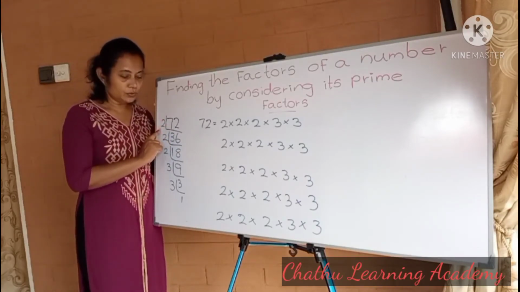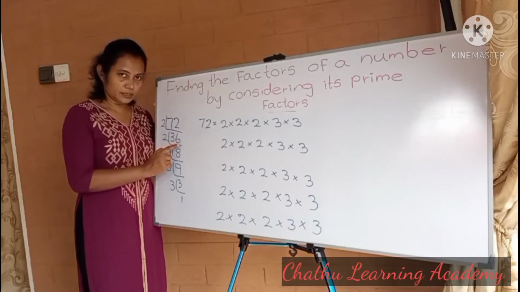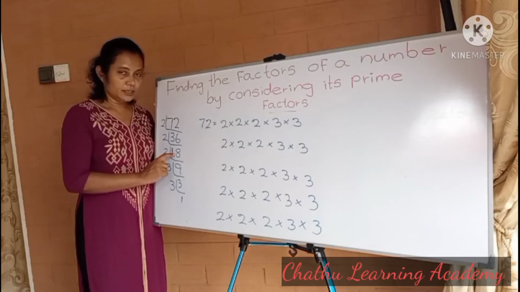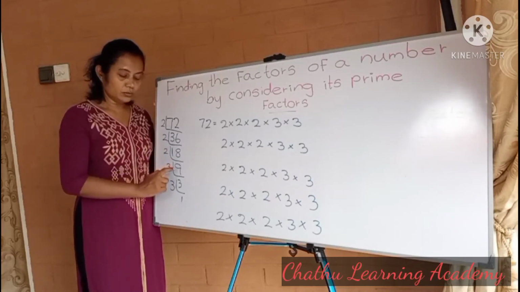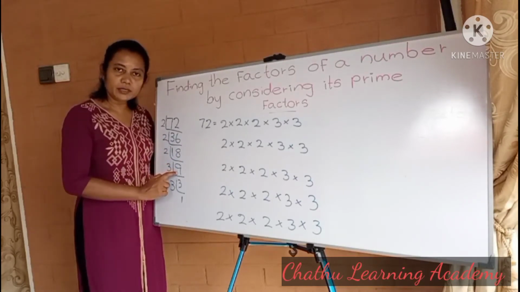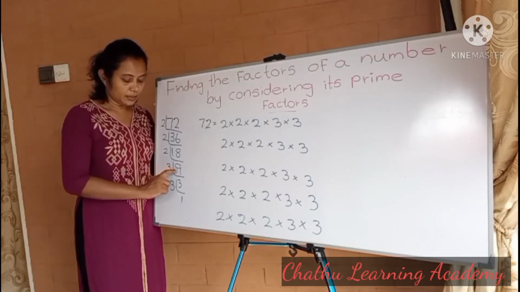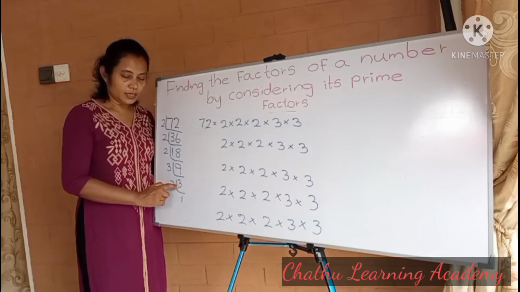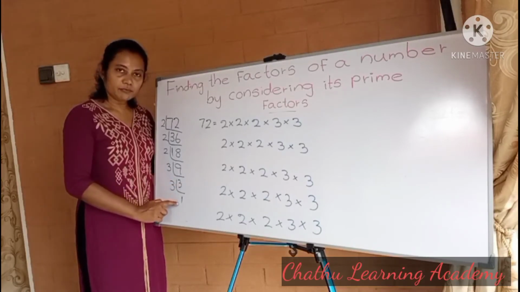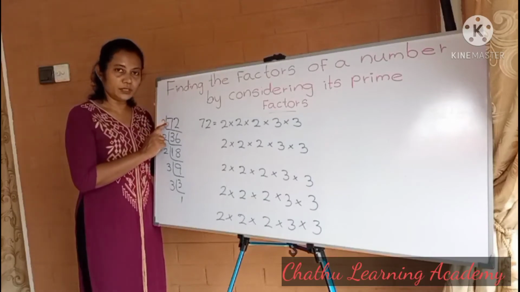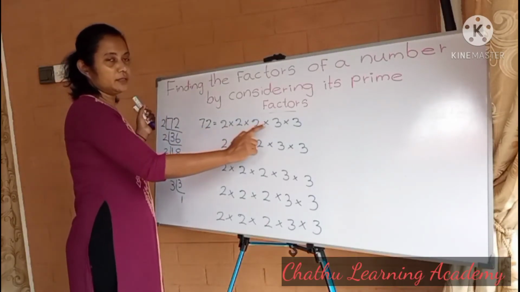72 divided by 2, 36. 36 also, again we can divide by 2, 18. Again we can divide by 2, 9. Then we can't divide 9 by 2. Then we select 3. 9 divided by 3, 3. 3 divided by 3, 1. Then these are the prime factors of 72. We can write it this way.